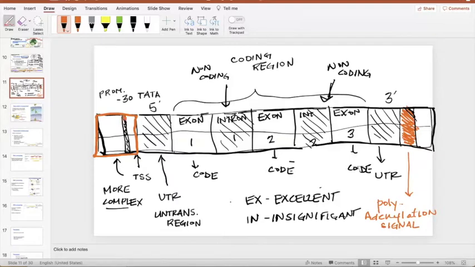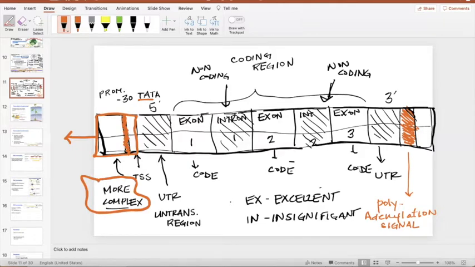I mentioned for you that at the -30 position, there's a feature called a TATA box. It's kind of similar to the features that we saw in the promoter of bacteria, but there are, as you saw in my earlier diagram, additional sequences upstream from here in this promoter that are involved in recognition of the start of this gene. So promoters in eukaryotes are far more complex.